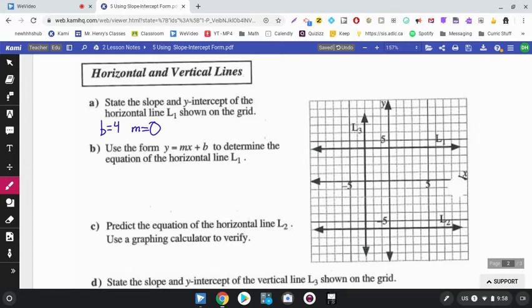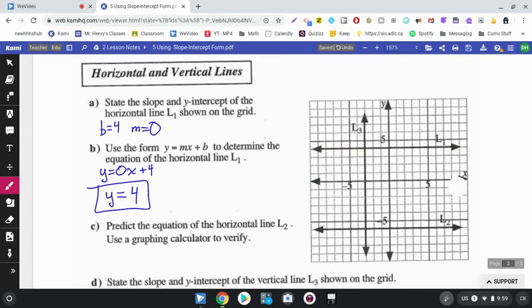So then it says, okay, well, can you use mx plus b? Well, of course. y equals 0x plus 4. And then, well, 0 times x, it doesn't matter what x is. 0 times anything is just 0. So really, this thing is y is equal to 4. Okay, no x's, no nothing. It's just y is equal to 4.